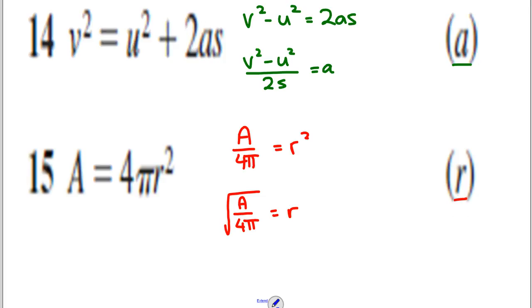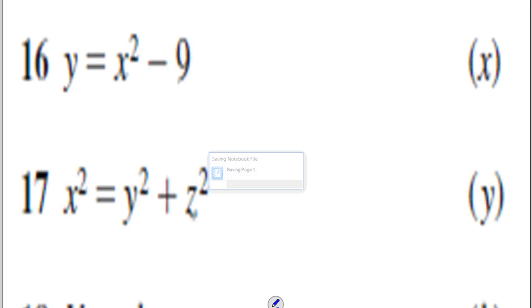Okay, so that's that. You can, again, swap it over if you like. The square root of A over 4 pi. If you didn't put the square root clearly over the entire fraction, you will probably be marked wrong. So please make sure you do put the square root over the entire fraction. And then we're on to our last one, I think.